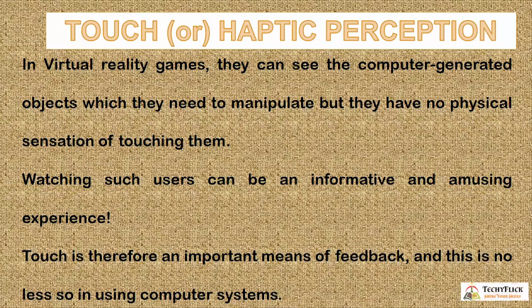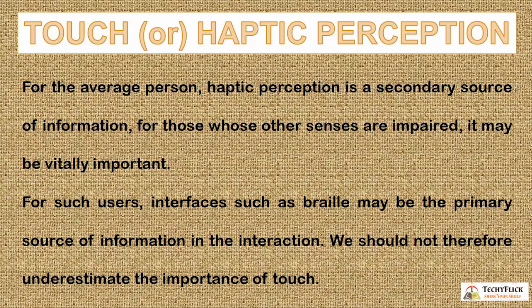Touch is therefore an important means of feedback, and this is no less so in using computer systems. For the average person, haptic perception is a secondary source of information. For those whose other senses are impaired, it may be vitally important. For such users, interfaces such as Braille may be the primary source of information in the interaction. We should not therefore underestimate the importance of touch.